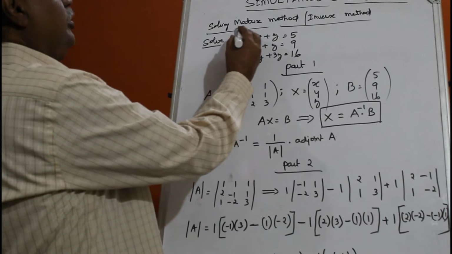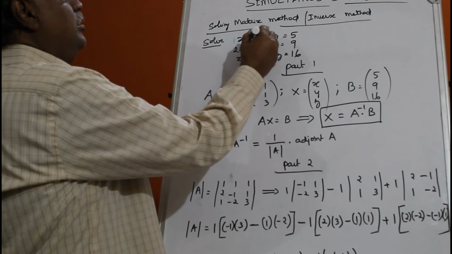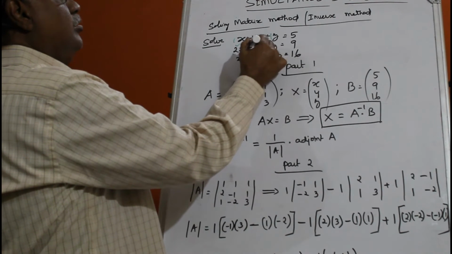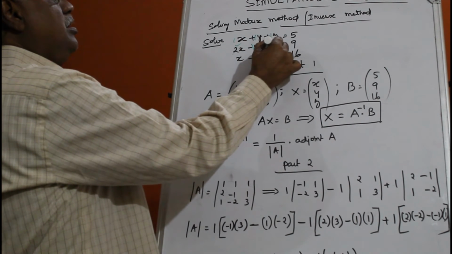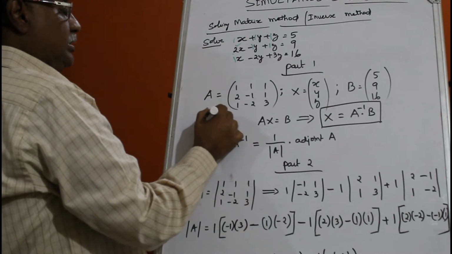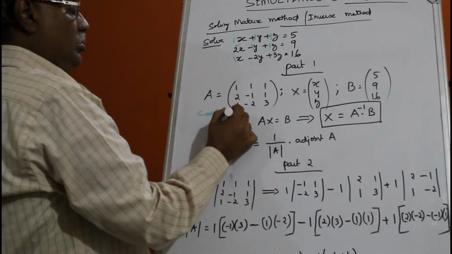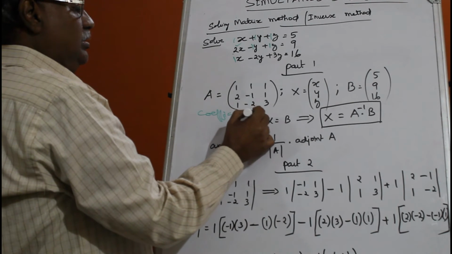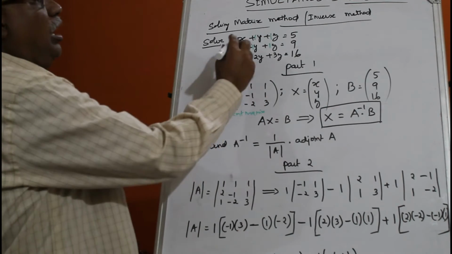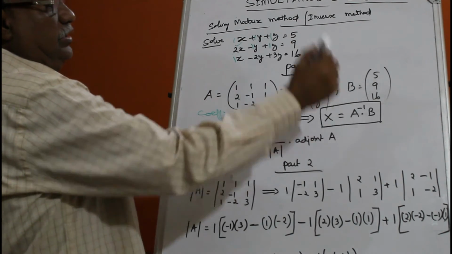So you write the coefficients. Okay, the coefficients are 1, 1 and 1. Like that, 2, minus 1 and 1. And 1, minus 2 and 3. This is called the coefficient matrix. Next, write the unknown letters x, y, z.